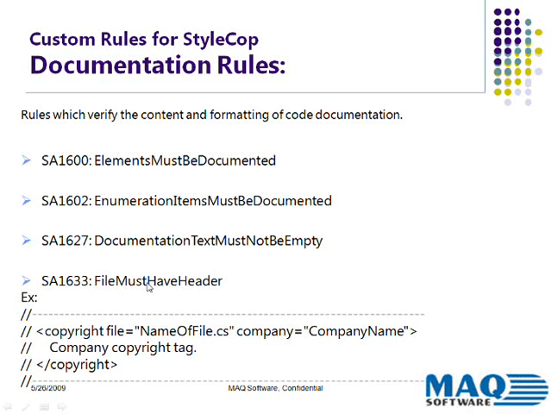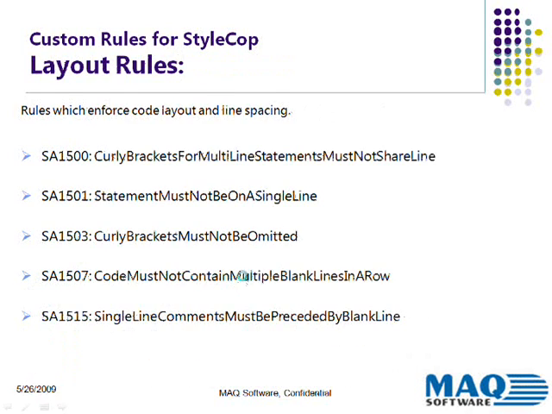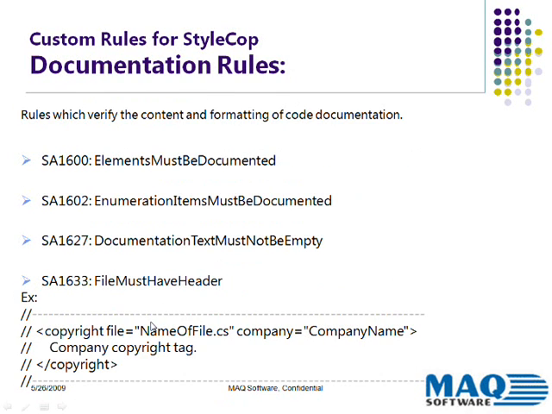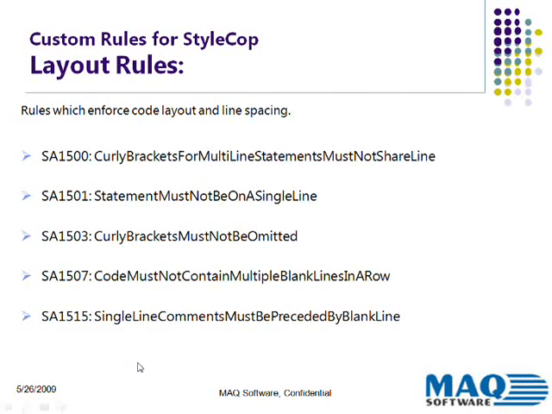So for example, a file must have a header. It checks if a file contains a header or not, or else it shows this error code. So these are some sample examples or code snippets which you miss out in a programming style. Yeah, next comes the layout rules.